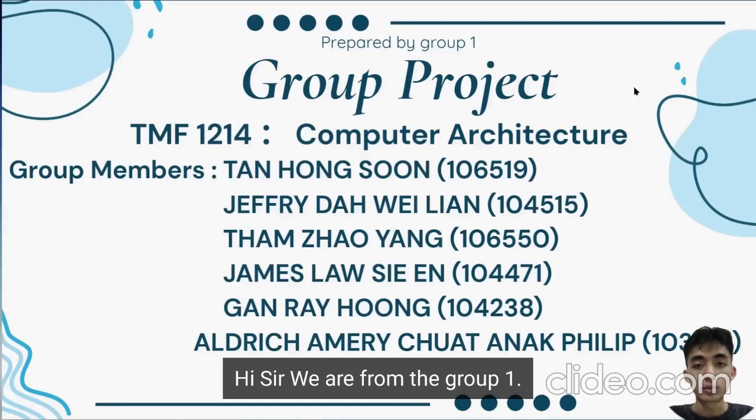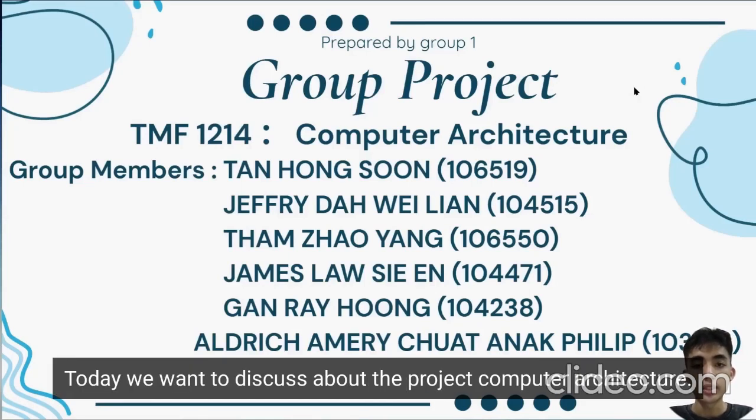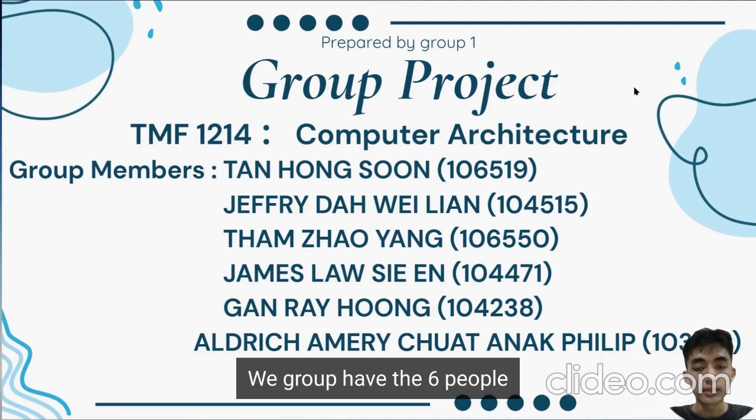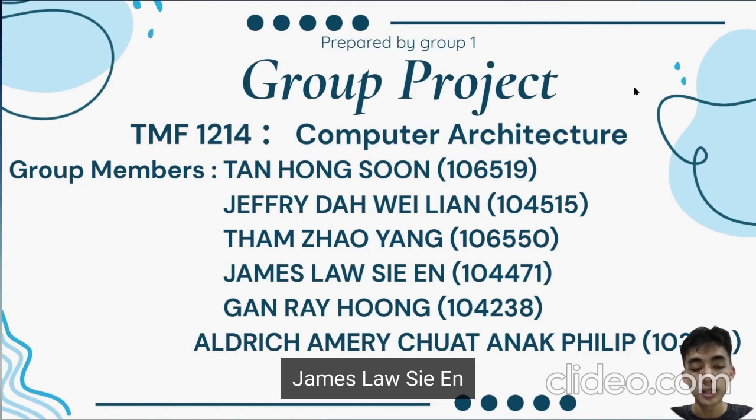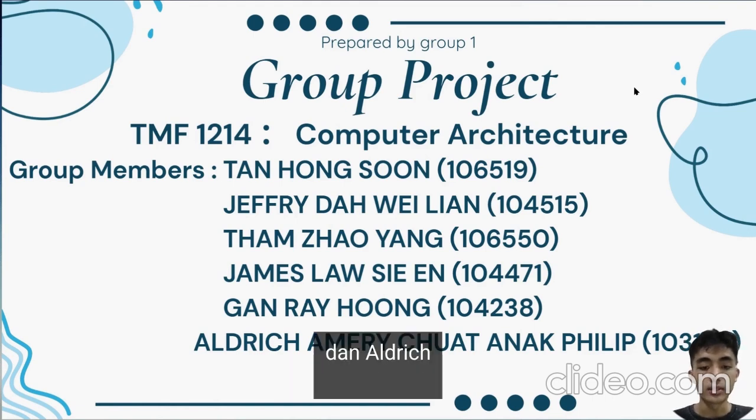We are from Group 1. Today we want to discuss the group project for computer architecture. Our group has 6 people: Tang Hong Sun, Jeffrey Dang William, Tan Zhao Yang, me, James Law Xie En, Kang Rei Hong, and Eldrick.